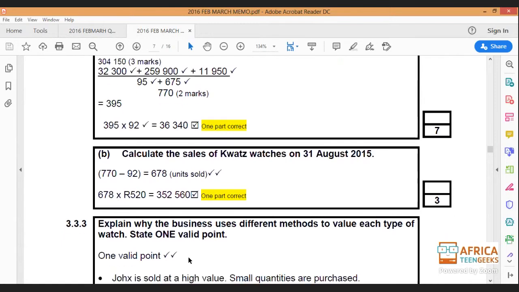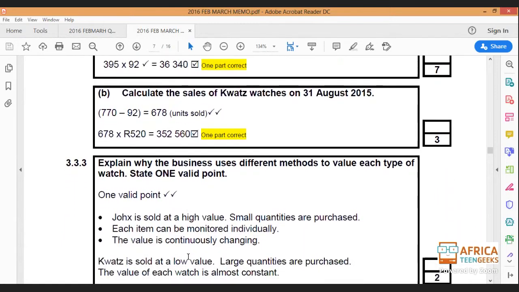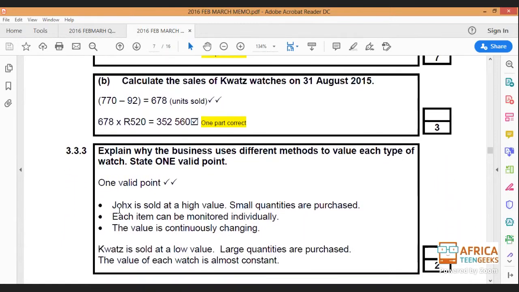Now, theory question, 2 marks. It says explain why the business uses the different methods to value each type of watches. State one valid point. Now, both of these items are watches, but why the business is using the different methods to value same watches, it doesn't make sense.